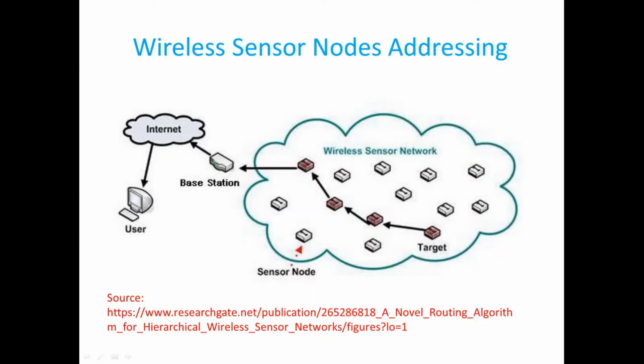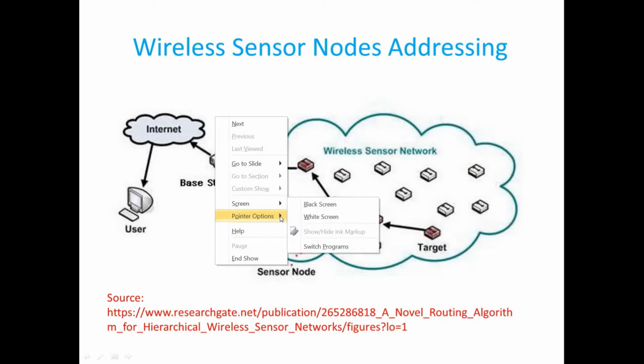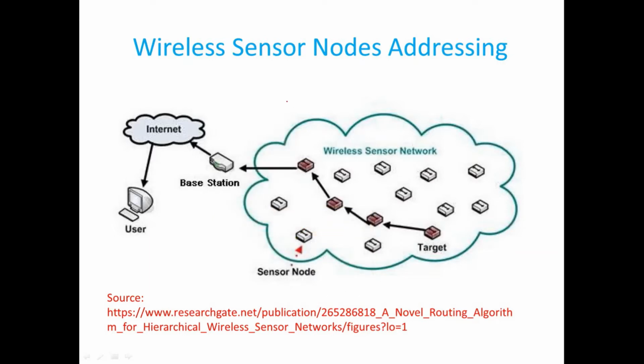Hello everyone, welcome again. So in this series, we will talk about the wireless sensor network, okay? And more specifically, we will talk about the addressing of the network. Okay, for example, here we have an example of the wireless sensor network. I took it from this source, okay? Let me activate the pen. Okay, so here we can see this is our wireless sensor network.